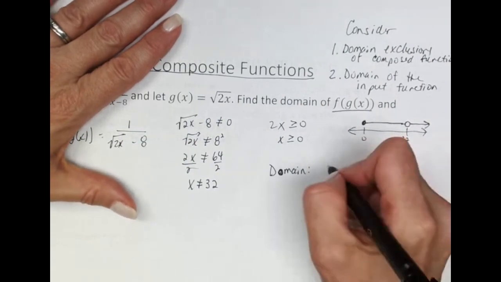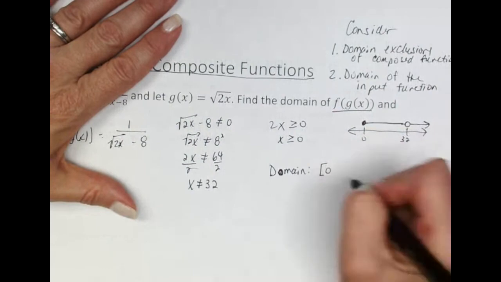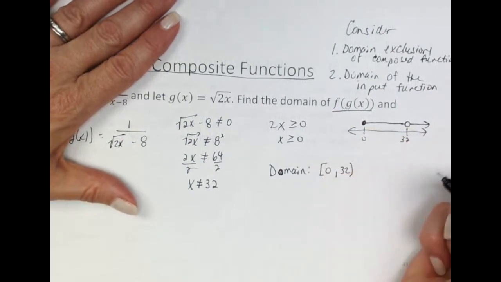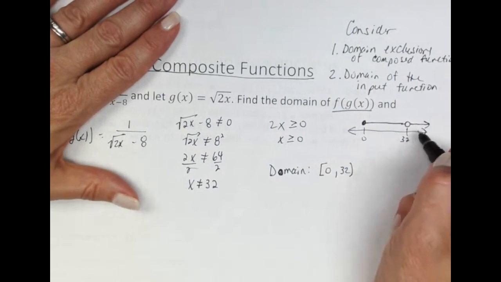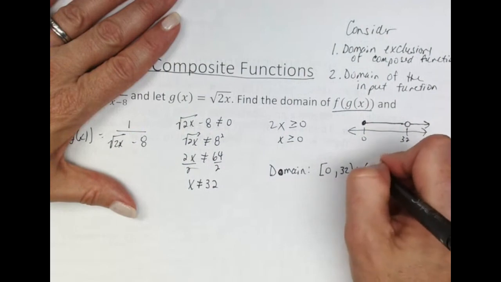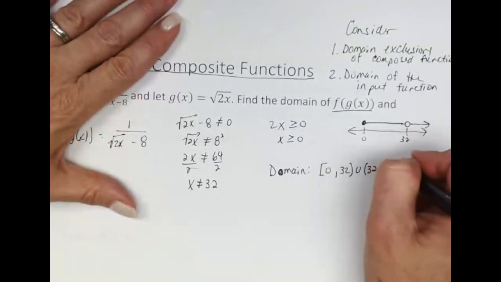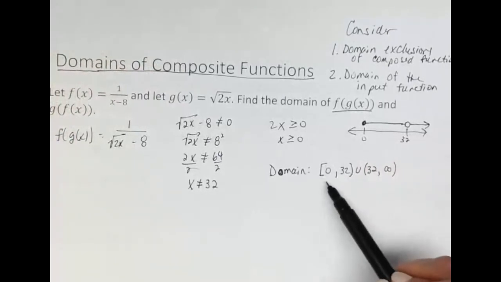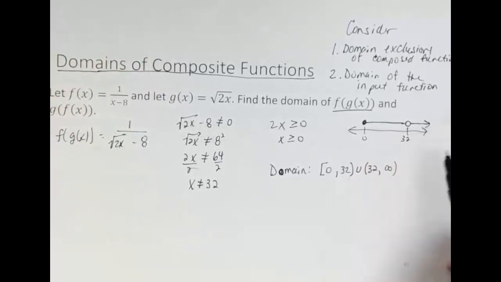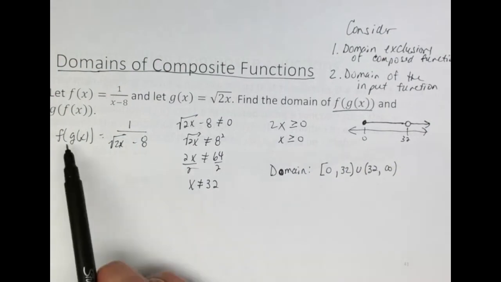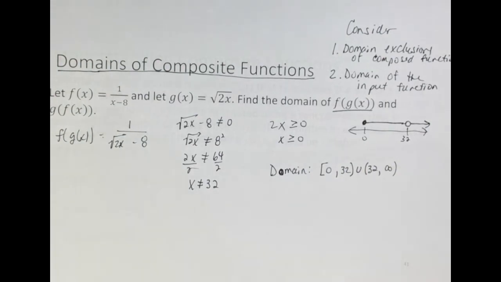In interval notation, we would say it's 0 all the way up to 32, but then use a parenthesis to say the interval needs to stop at the actual value of 32. But it can pick up again after 32, so in union with parenthesis 32 to infinity. So all values between 0 and 32, inclusive of the 0, as well as all values greater than 32, are adequate inputs to this function f of g of x.